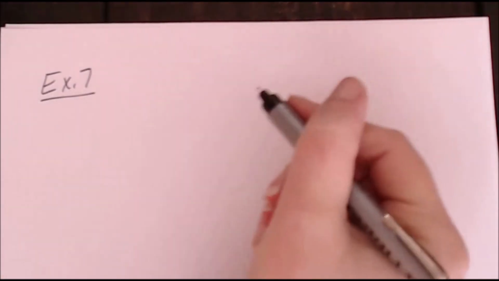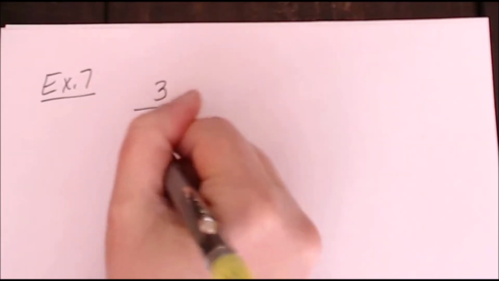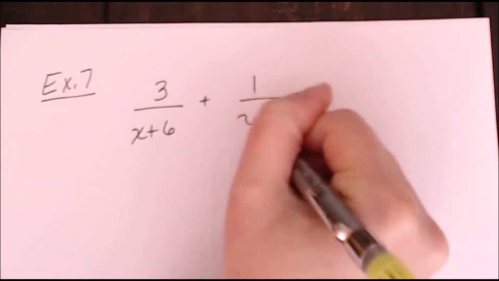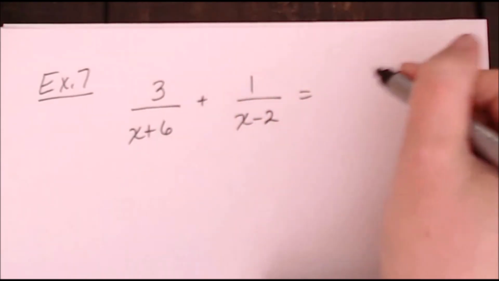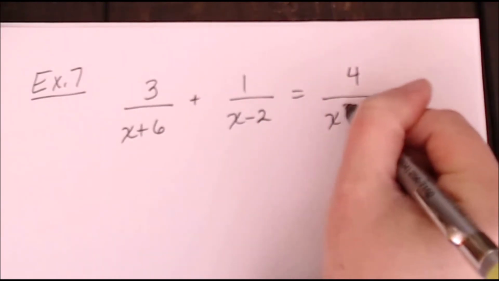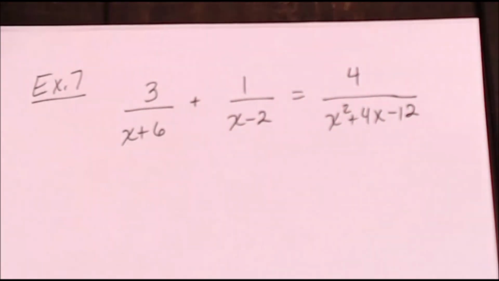And then our last example, example 7, this is probably the most involved example we'll do, but it really does put together everything we've talked about in this lesson. So we've got 3 divided by x plus 6 plus 1 over x minus 2 equals 4 over x squared plus 4x minus 12. And if you can factor something in your denominators, you need to make sure you do that first before you start worrying about restrictions or least common multiples.